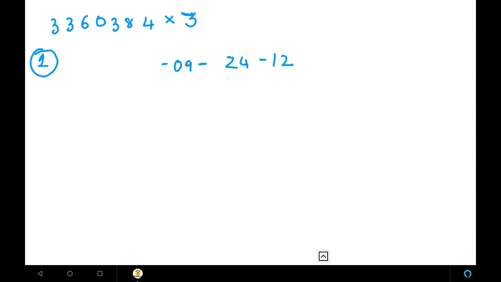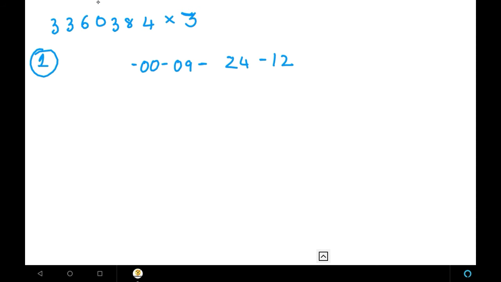Next, 3 zeros. When I multiply any number with 0, I will get 0. So 3 zeros is 0. See, even though I get 0, I have to write it as 0 and 0. It must be written as 0 and 0.